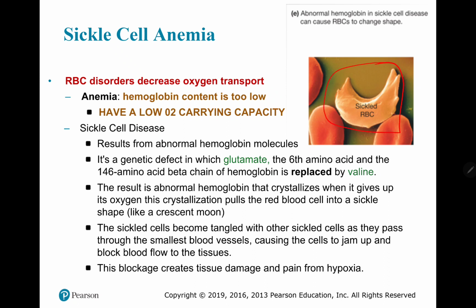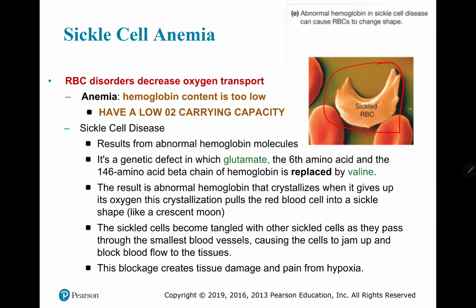Now remember, DNA gets transcribed into RNA, and RNA gets translated to protein, but if you have the wrong nucleotide, that's going to bring up the wrong amino acid ultimately. As transfer RNA brings in the amino acid, it's going to be bringing in a valine instead of a glutamate, and that will result in an abnormal hemoglobin.